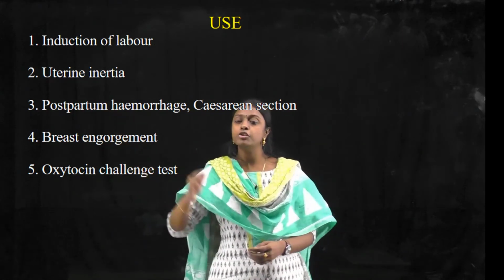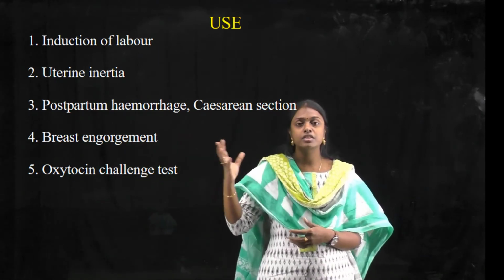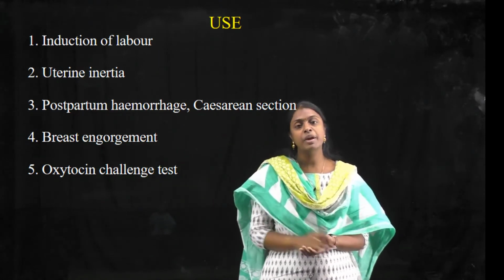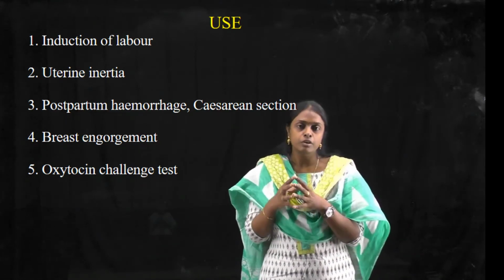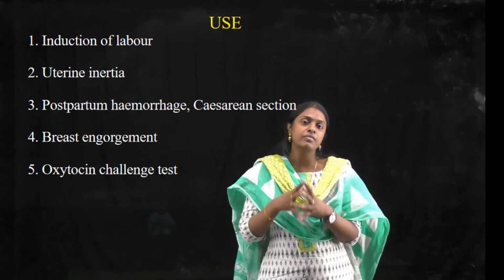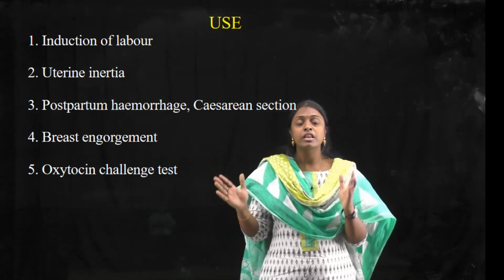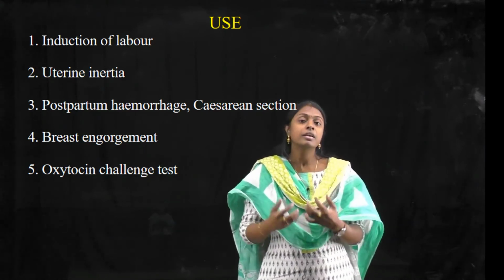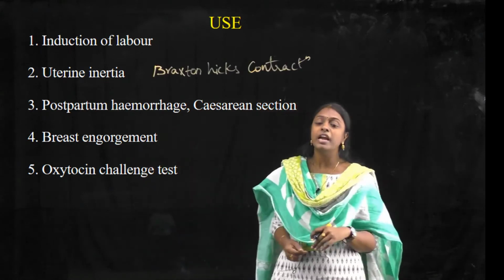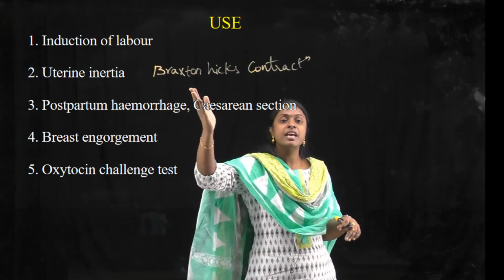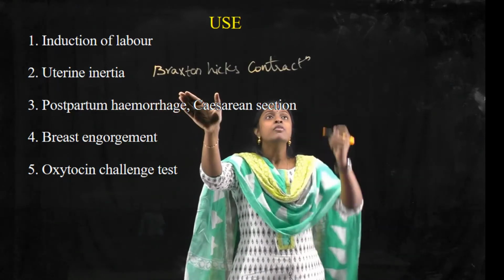So the next use is uterine inertia. What is uterine inertia? In uterine inertia, the patient will be having contractions, but there won't be enough contraction to push the baby. That's the reason we will give oxytocin. But we have to check whether those contractions are real contractions or false contractions. There are some contractions called Braxton Hicks contractions. These Braxton Hicks contractions are false contractions.